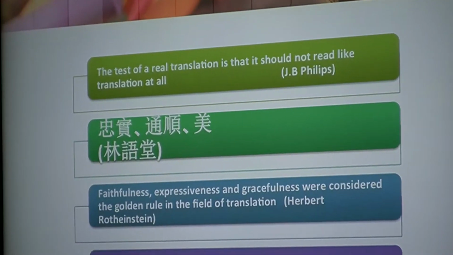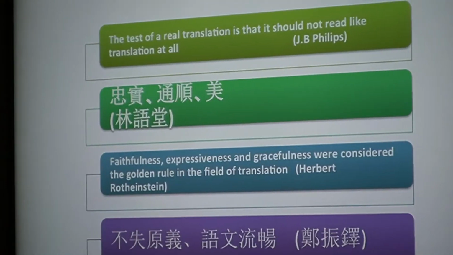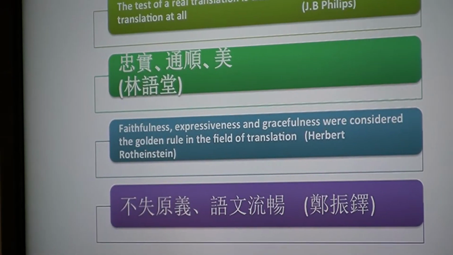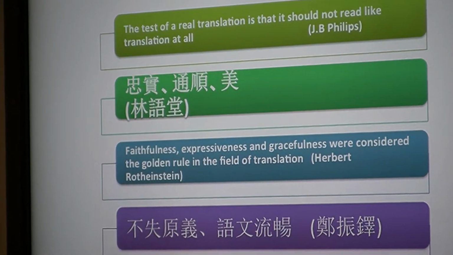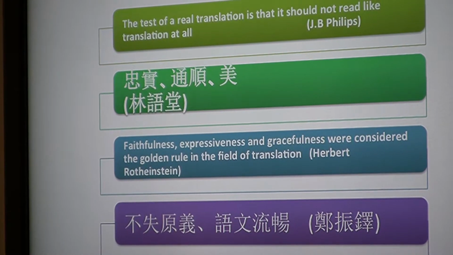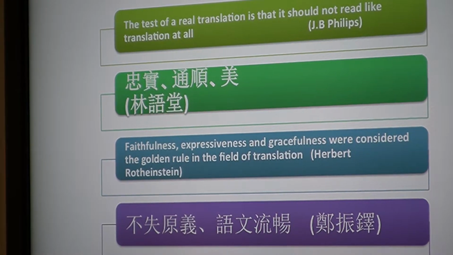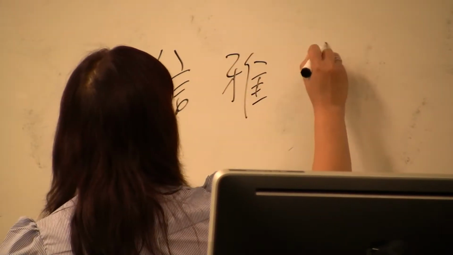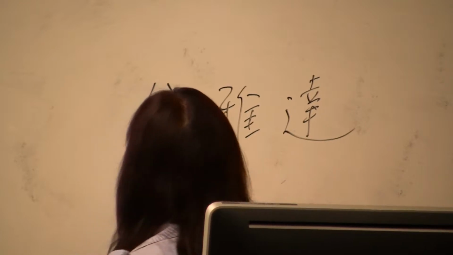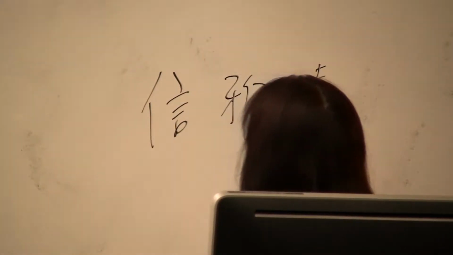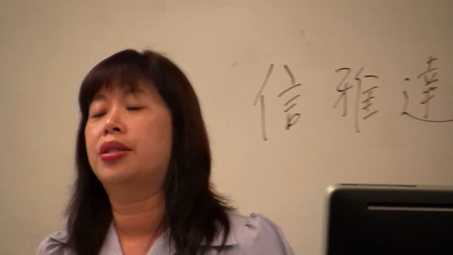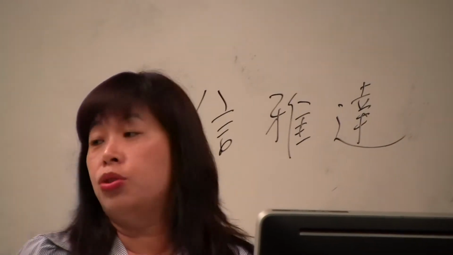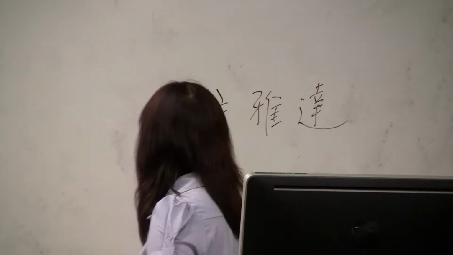Another scholar, a famous scholar from China, Lin Yutang, said that the qualities are 忠實, 通順, 美, or as we always say, these are three very basic qualities of a good translation, 信達雅. But how to achieve that? You will learn them, or practice them, as you do more and more translation.